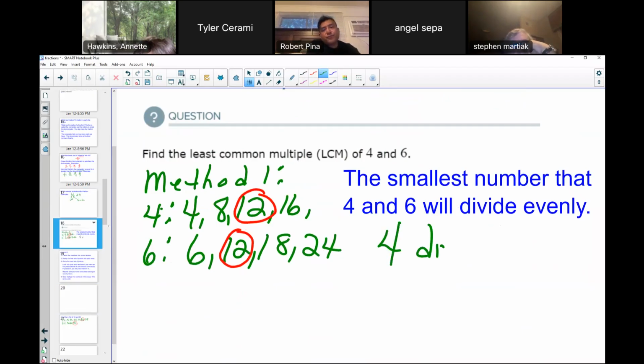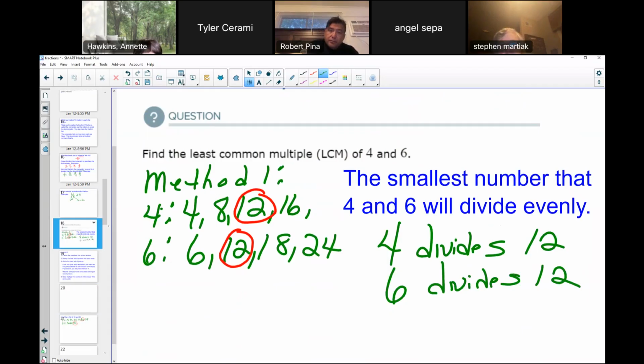4 divides 12. 6 divides 12. Okay? Let me stop and see if there is a question about finding the least common multiple. Now, where are we headed with this? We're headed toward finding the least common denominator. That's where we're headed. Okay? Now, this is method 1 using multiples.